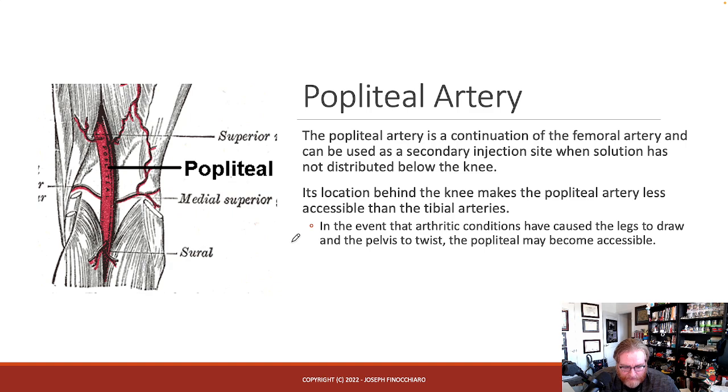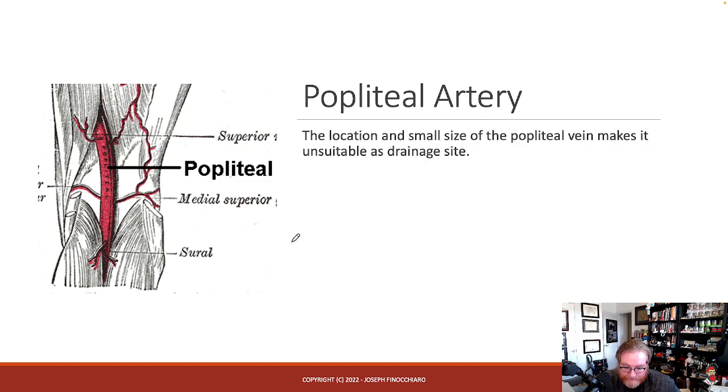In the event that arthritic conditions have caused the legs to draw and the pelvis to twist, the popliteal may become accessible. That usually is probably the only time where I would say, hey, dive on in and have some fun. If you have a person that's all contorted with arthritis, you probably have easy access to the back of the knee, and it might actually be difficult for you to access the front of the leg, depending on how the contortion is. So, again, as the embalmer, you have to make the call. You have to make smart decisions.